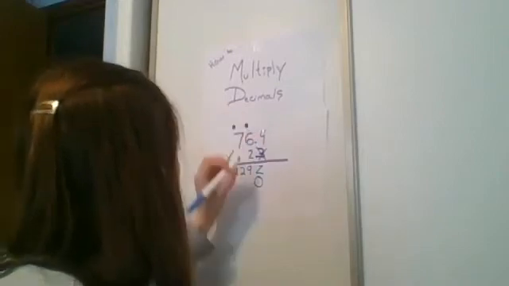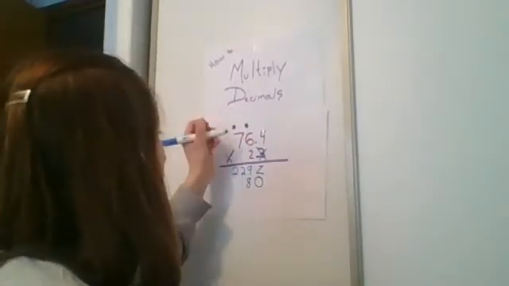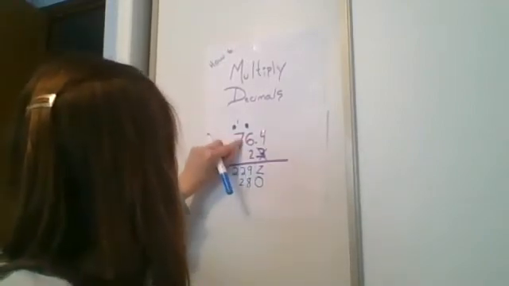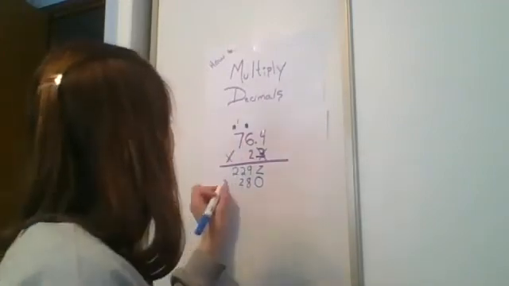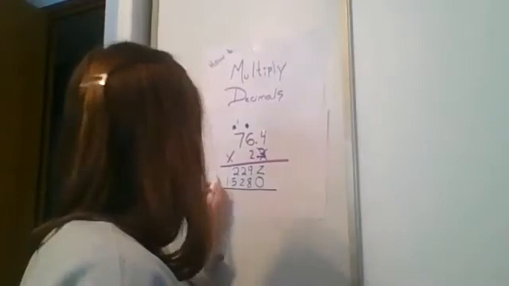So 2 times 4 is 8. 6 times 2 is 12. 1 on top, 2 on bottom. 2 times 7 is 14, plus 1 more is 15. And now I'm still just like normal. I'm just ignoring that decimal.